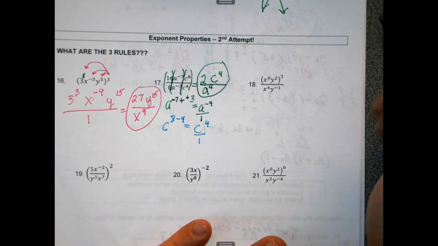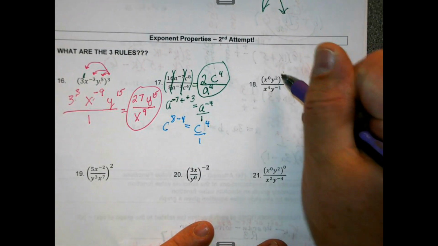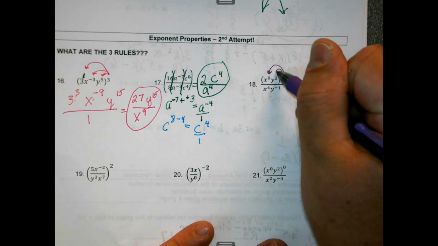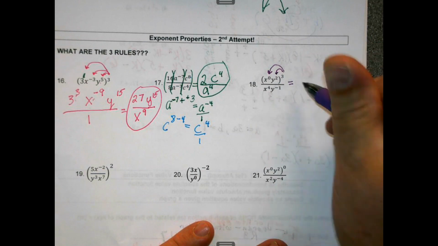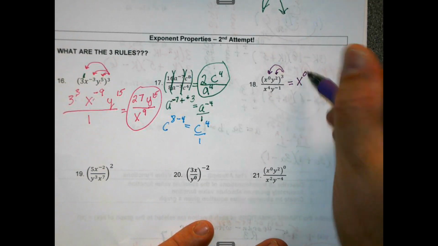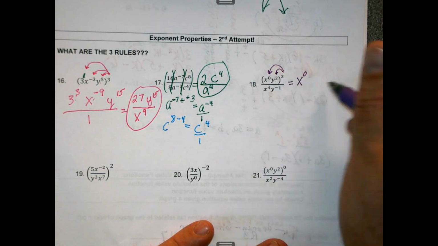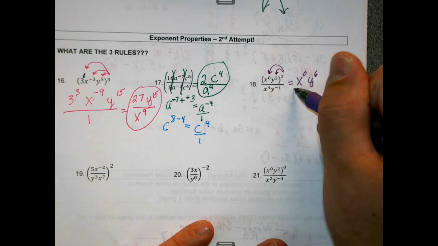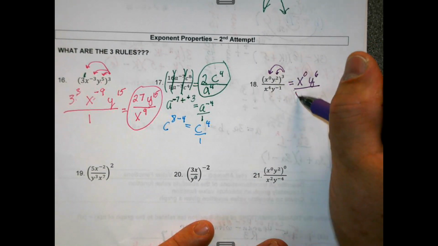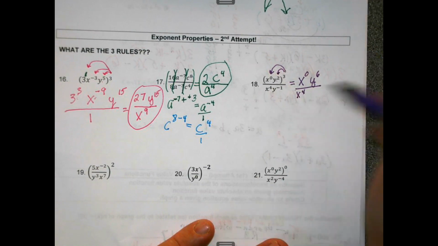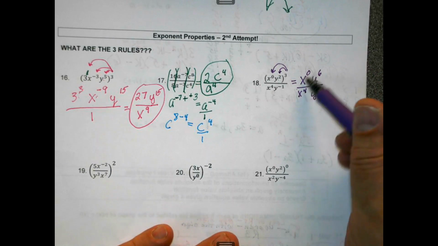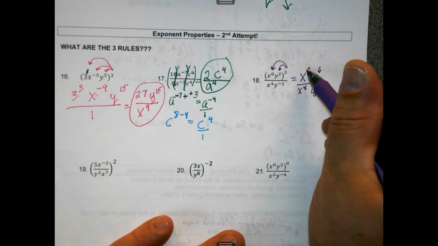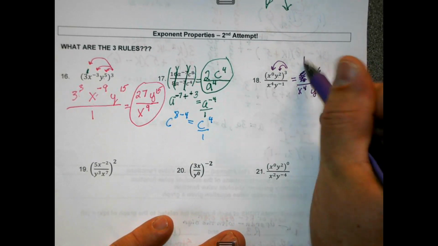Number 18, I have an exponent outside parentheses, so I have to distribute it. So I have x to the 0 times 3 is x to the 0. Y to the 2 times 3 is y to the 6 over x to the 4th, y to the negative 1. Now, anything to the 0 power is just 1. I'm just going to put a 1 there.